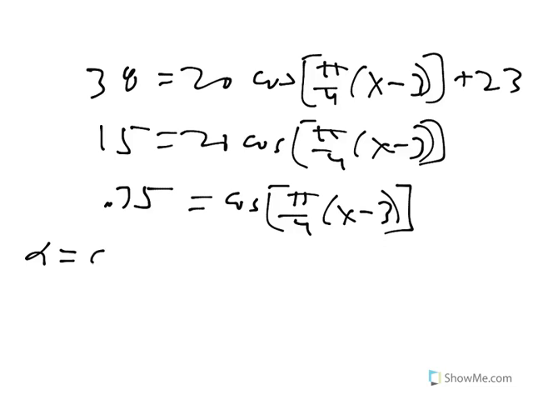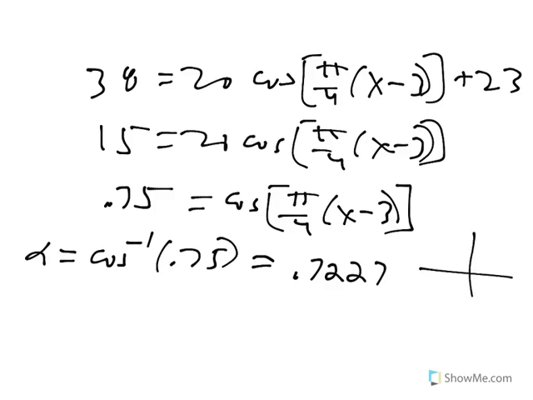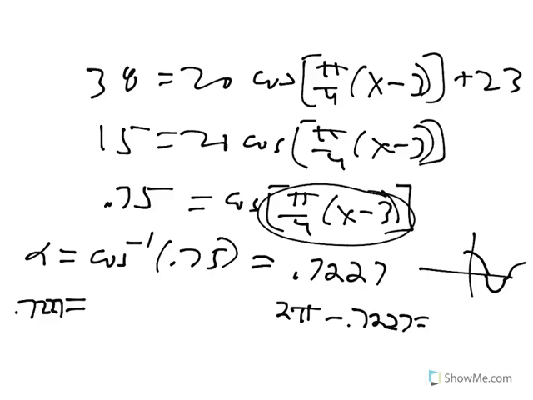The reference angle is going to be cosine inverse of 0.75. Even if this was negative 0.75, that would be my reference angle. And I'm in radian mode, so it's 0.7227 radians. But cosine is positive in quadrants 1 and 4. So the things I'm going to set equal are 0.7227, but also, in quadrant 4, 2 pi minus 0.7227. Those are going to be set equal to this expression, pi over 4 times x minus 3.